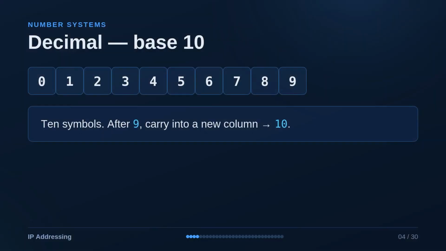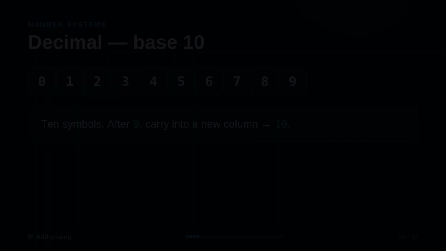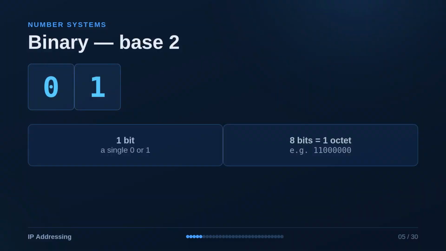Decimal is the system you use daily. 10 symbols, 0 through 9, so we call it base 10. When you pass 9, you don't invent a symbol, you carry into a new column. That's why 9 rolls over to 10. Binary uses only two symbols, 0 and 1, so it's base 2. A single one of these is a bit. 1 means a position is on, 0 means it's off. And a group of 8 bits has a special name in networking, an octet. Hold on to that word.